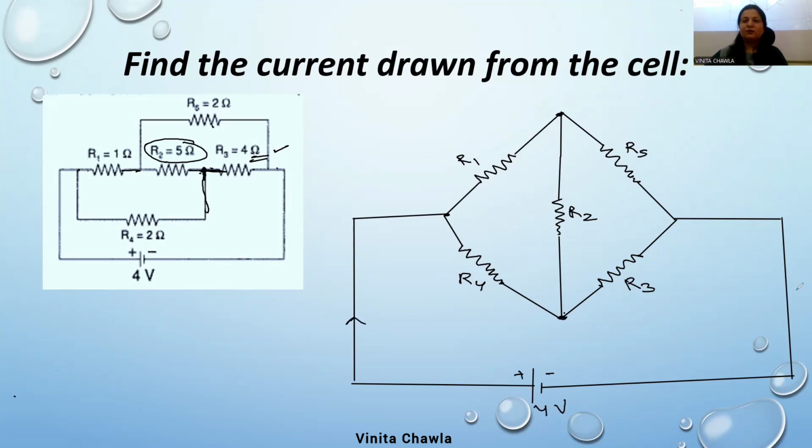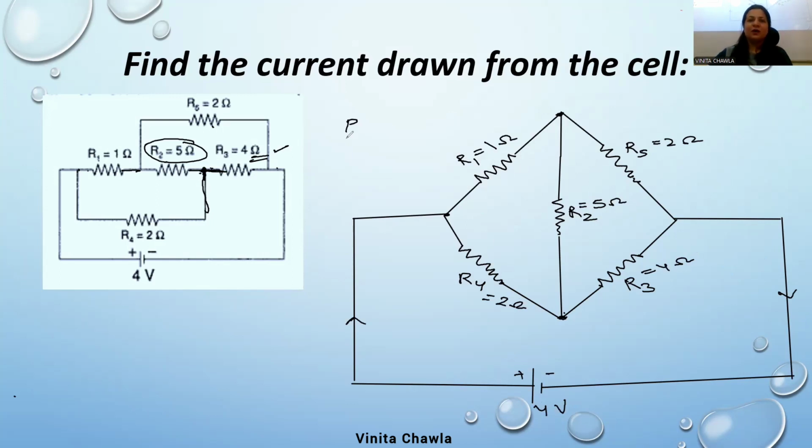For current, we need to find the equivalent resistance first. Okay, we need to check one more thing. See, this R1 is 1 ohm, this R4 is 2 ohm, and this R3 is 4 ohm, R5 is 2 ohm, and R2 is 5 ohm. So for this, we need to check whether the ratios are equal or not.